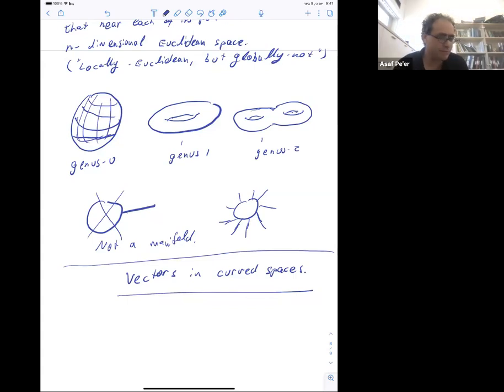Similarly, I'll show you that the ant, if it's clever enough, would be able to show that the Earth is round without leaving the surface of the Earth. We don't need to look from the outside. We're not there yet. What I want to do now is something a few steps before that. I want to construct a tangent space to some point P on the manifold, using only things that are intrinsic to the manifold.